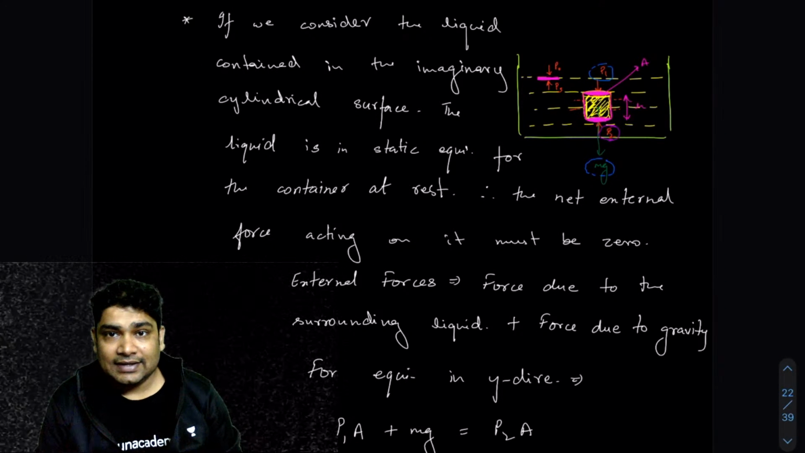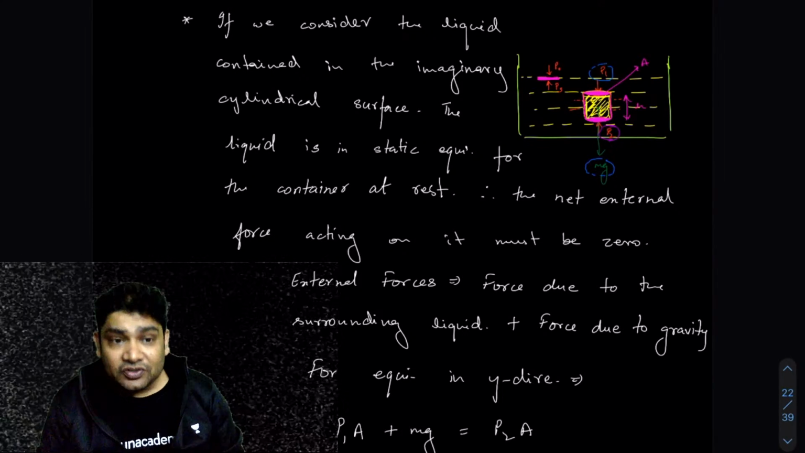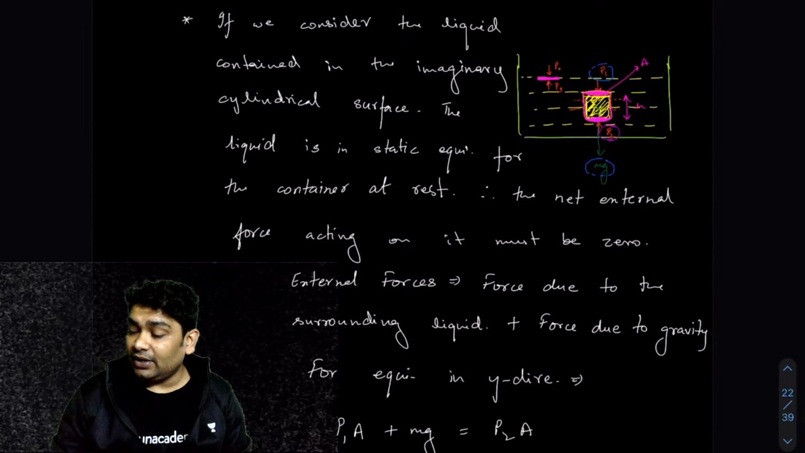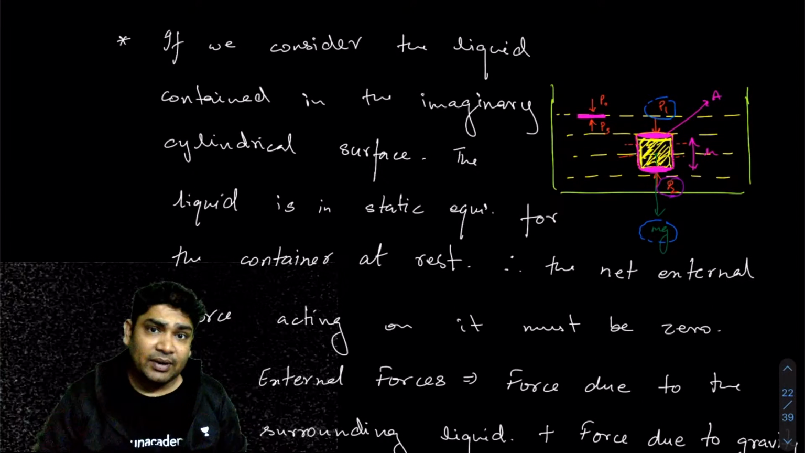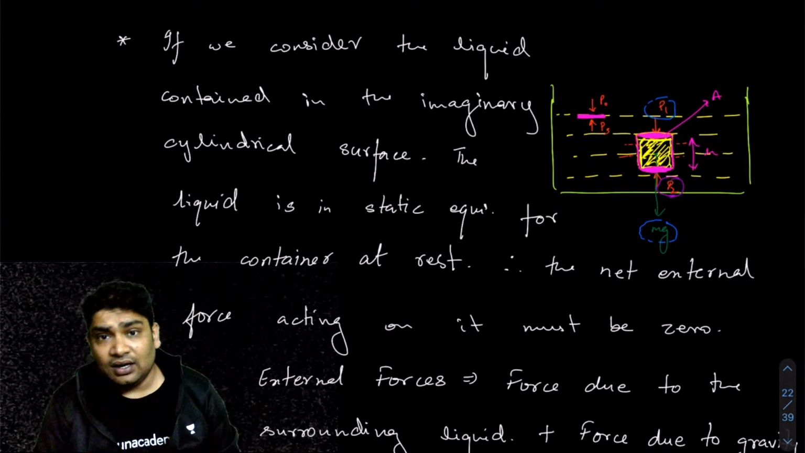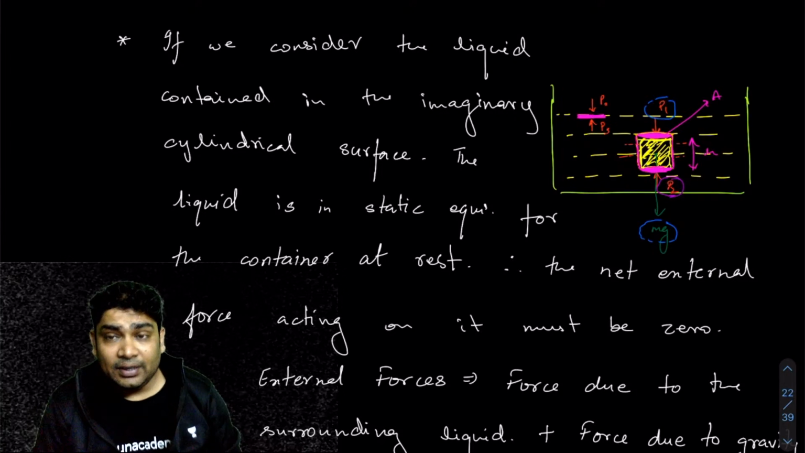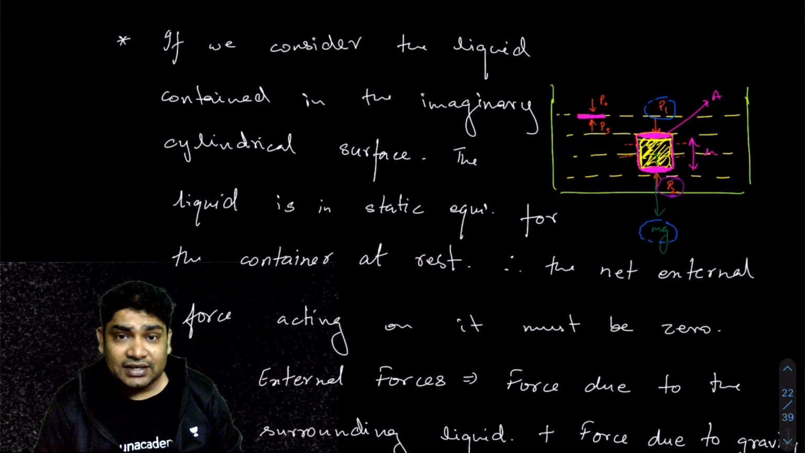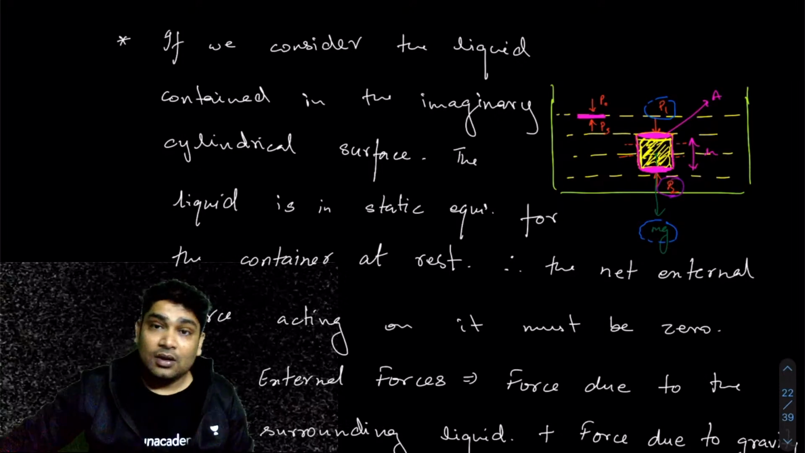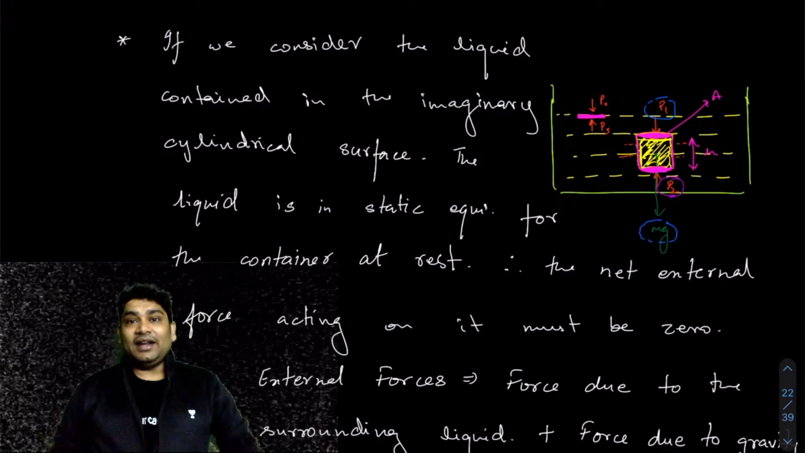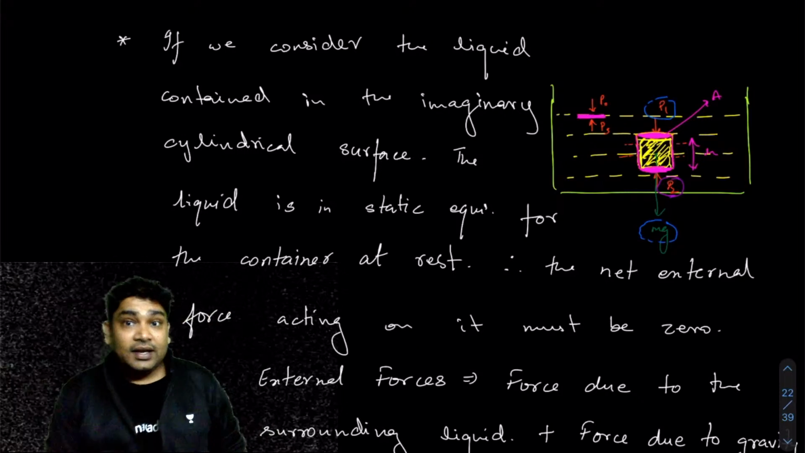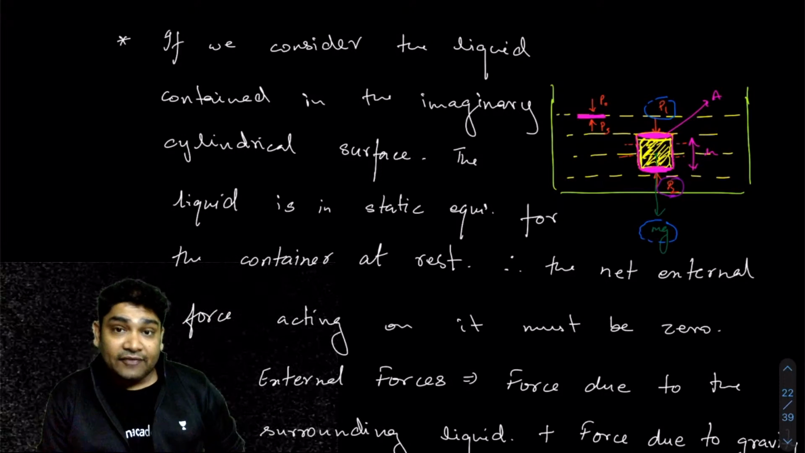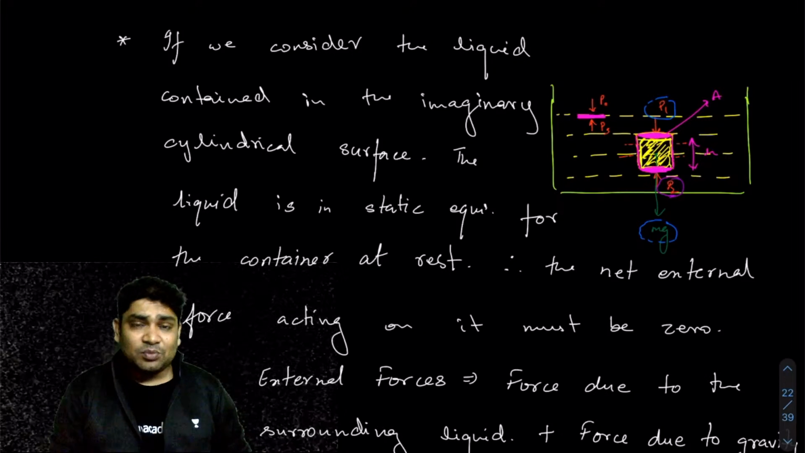First, what we are doing is we are considering an element like this, an imaginary element of the liquid contained in a cylindrical surface. We are saying this appears to be in equilibrium. If this is in equilibrium, then the net force acting on it in the y direction and the x direction both must be zero.